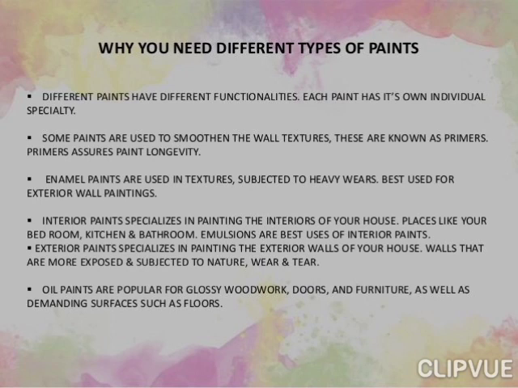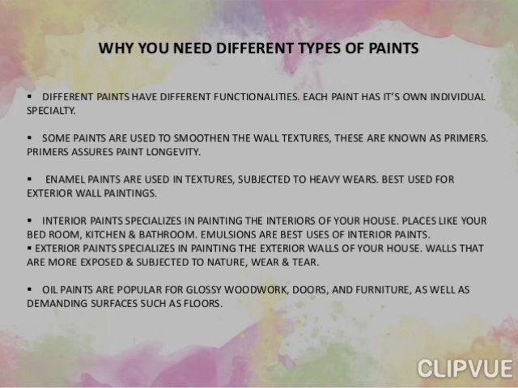So why do we need different types of paints? Different paints have different functionalities. Each paint has its own individual specialty. Some paints are used to smoothen the wall textures which are known as primers. Primers assure paint longevity. Enamel paints are used in textures subjected to heavy wear and are used for exterior wall paintings. Interior paints specialize in painting the interiors of our house.